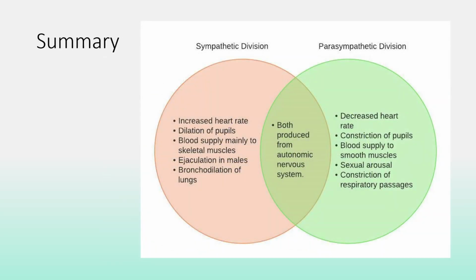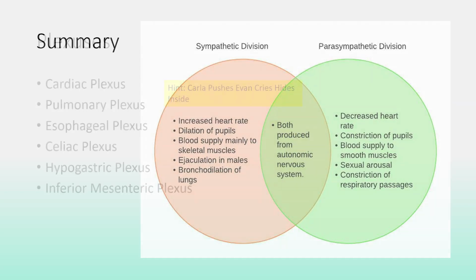So here's a summary of the sympathetic and parasympathetic division. So we've already discussed the sympathetic, but the parasympathetic is kind of like the opposite. So decreased heart rate, constriction of pupils, blood supply to smooth muscles. So key point, smooth muscles. In sympathetic, it was skeletal. In parasympathetic, it's smooth. Sexual arousal, constriction of the respiratory passages as well.